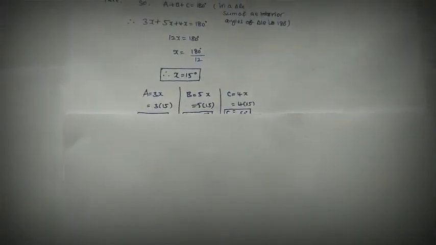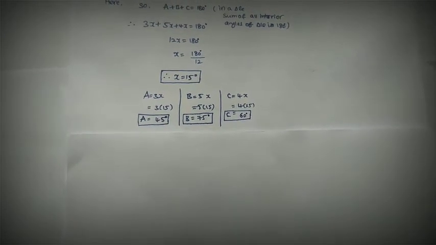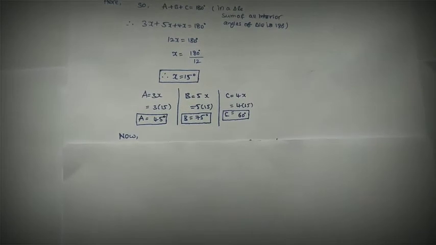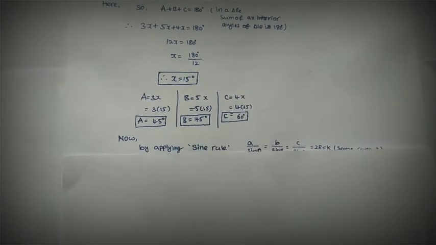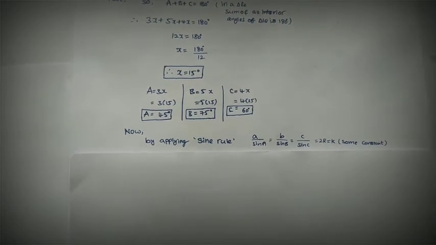That's what we get. And what next do we have to do? It's nothing but just substituting this x in the angles. So A equals 3x we know, B equals 5x we know, C equals 4x we know. So that's how we got A equals 45, B equals 75 and C equals 60.